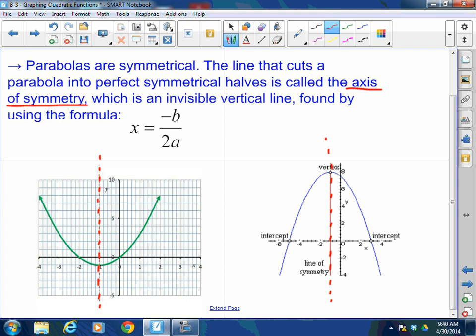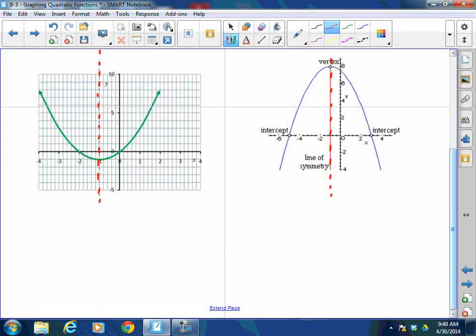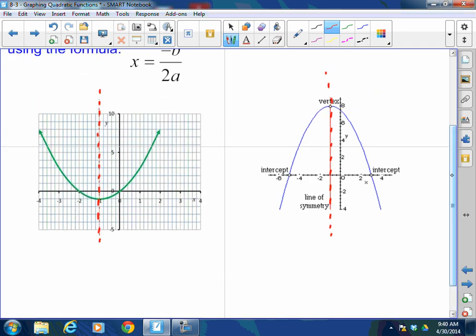Okay? We also talked about the vertex yesterday a little bit, and now that we're here with the axis of symmetry, let's just review this. The vertex here is negative 1, comma 8. Please remember this. The axis of symmetry is equal to the x value of the vertex. So the axis of symmetry here is x equals negative 1.